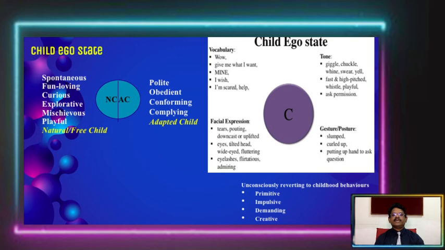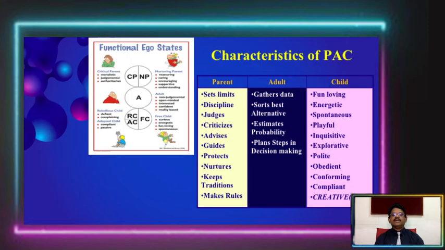Further, if you look at the characteristics of these three ego states, as we were discussing, the parental, adult, and child, you can understand from this slide. You will find two types of parental and two types of child, and adult is rational, logical, and fact based. The parental communication comes out of judgment, giving instructions and giving orders.